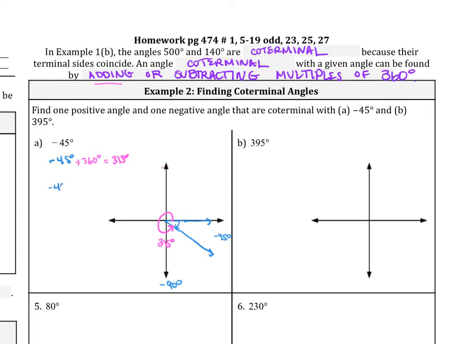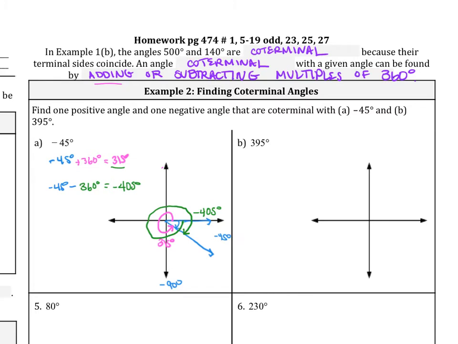So let's start with negative 45 degrees. Now we have a positive answer, 315. So now we want a negative answer. So we're going to subtract 360 degrees. So negative 45 minus 360, that ends up being negative 405 degrees. So if we are here, we start on the initial side. That means if it's negative 405, we're going to rotate an entire circle, and then it ends at the same exact spot. So this green represents negative 405 degrees.